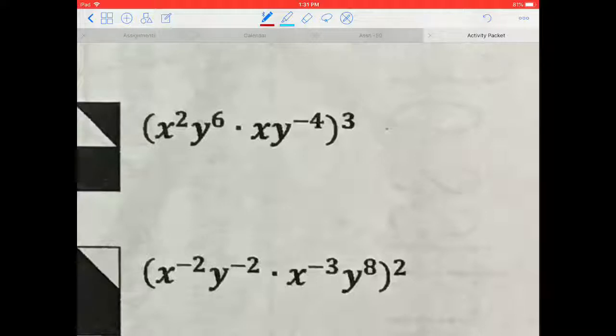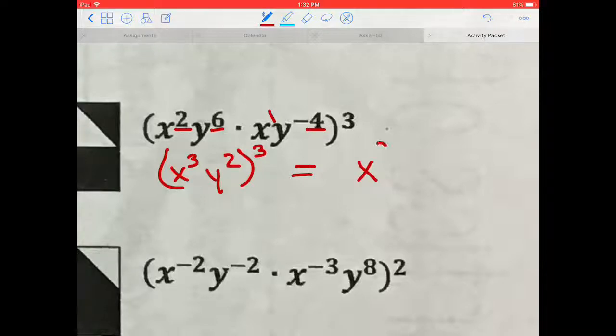All right. Let's multiply first inside the parentheses, and then we'll take care of the exponent. Remember, follow PEMDAS. So let's see. 2 and 1 makes x cubed. For y, 6 minus 4 is squared. And then I need to cube that. So this is x to the 9th power, y to the 6th power.